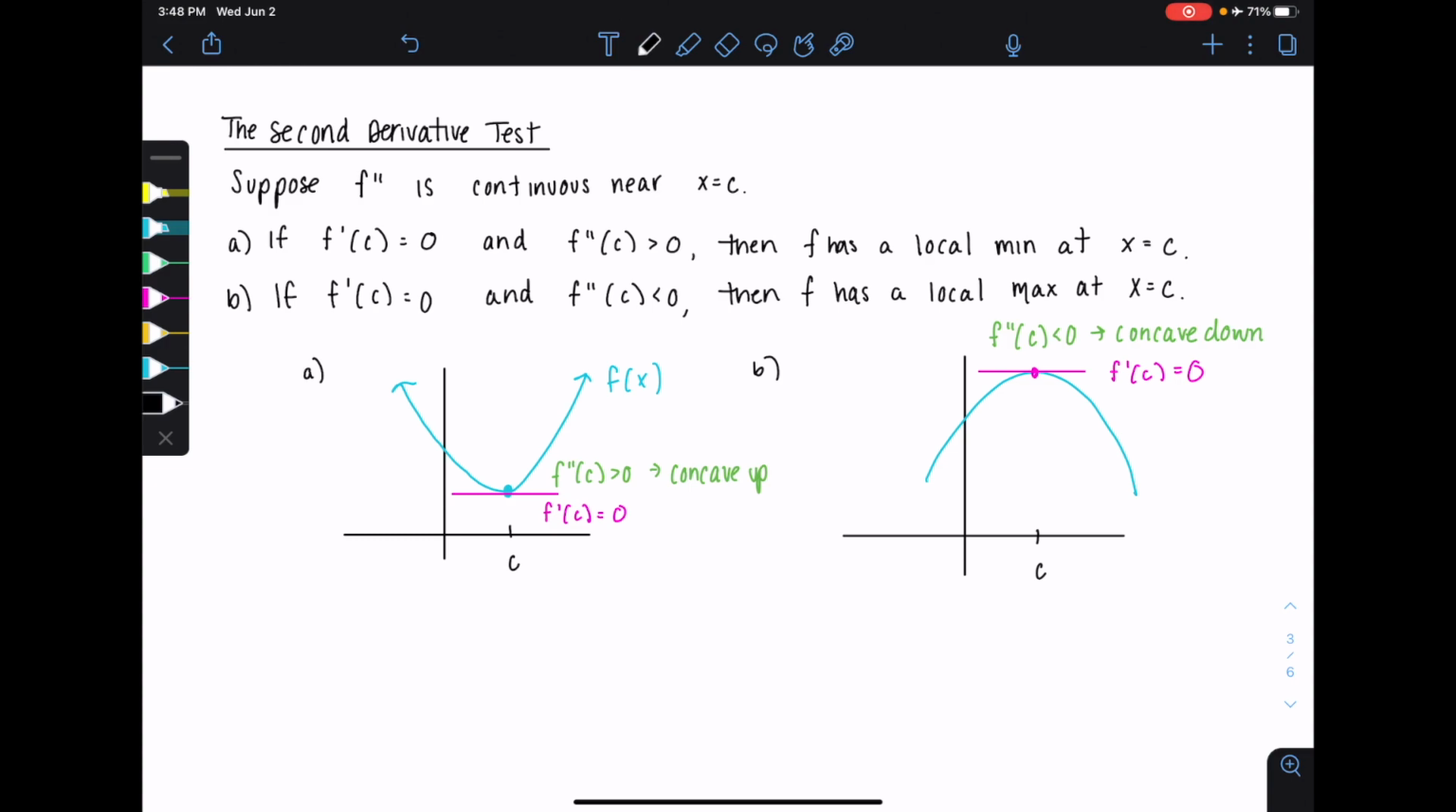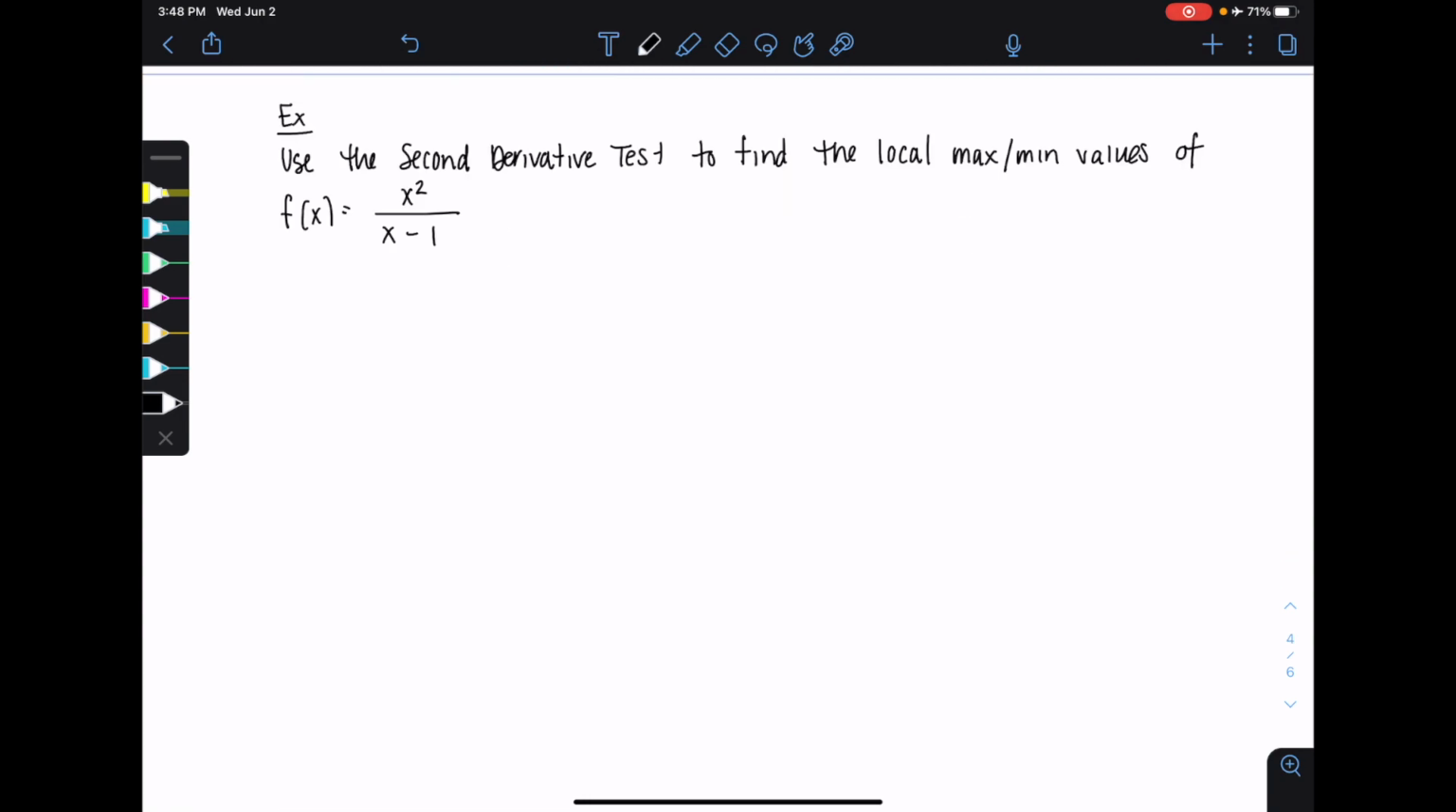Now, realistically, we're going to be graphing all of these things, so it's going to make more sense to use the first derivative test because you're going to have to find intervals of increase and decrease. So everything's going to pretty much be done and set up for you. Okay? So let's try an example.